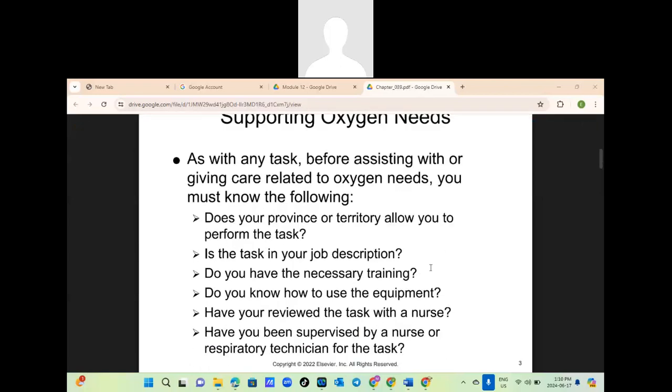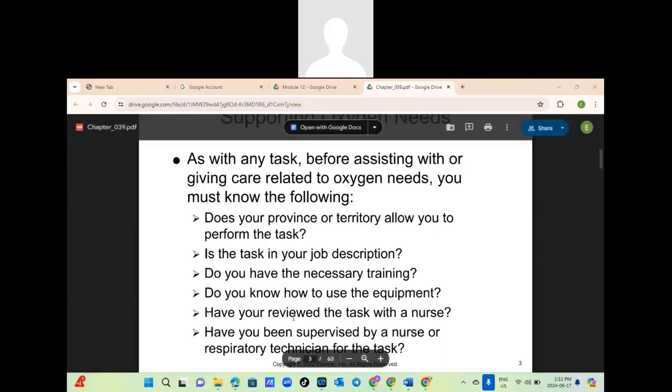Again, as with the medications, remember Module 10, you can be delegated, but it is not a part of your scope of practice. You can be delegated by registered staff, the registered nurse, to administer medication. So your role is to assist in medication management. Do you know how to use the equipment? So, again, proper training.